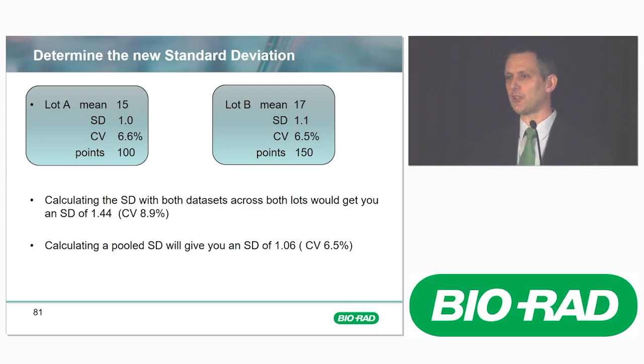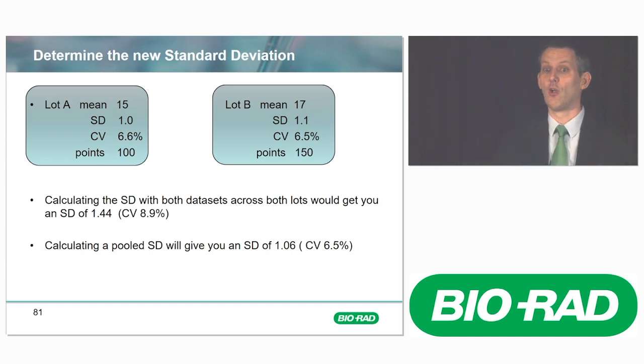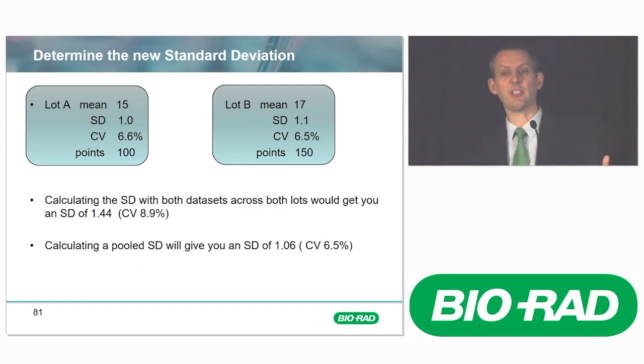But if you take those two sets together and you calculate the standard deviation for those sets together, see what happens. You are actually getting a 1.44 standard deviation or a CV of 8.9. So if you would be using that long-term CV and there was a shift or something happened, your CV is now a little higher than you really want. So if you would calculate a pooled SD with these two data sets, you would actually get a 1.06 or a CV of 6.5, which would be exactly what you want to use with this data set.